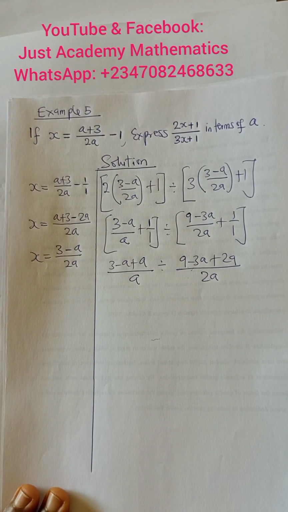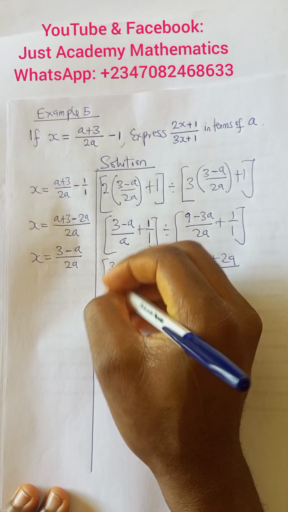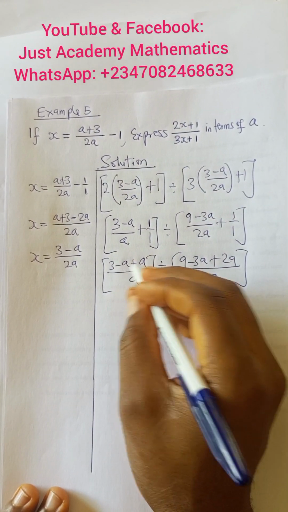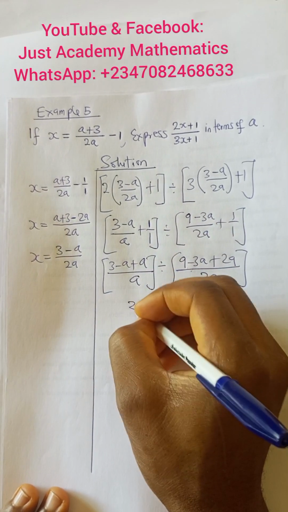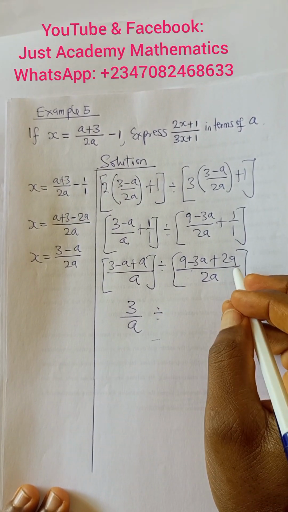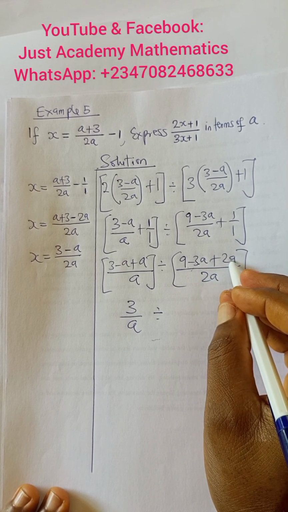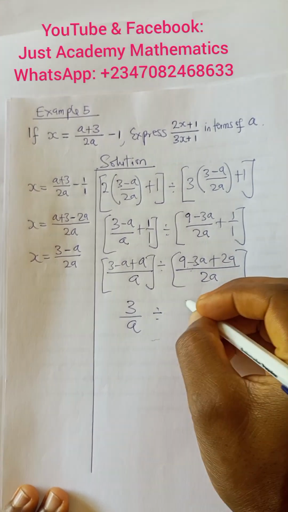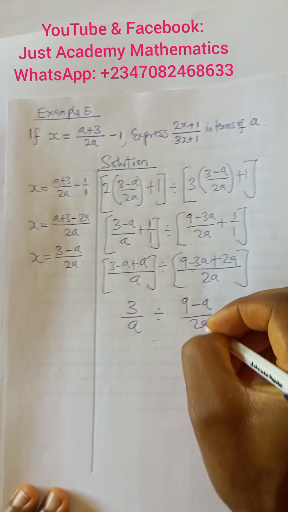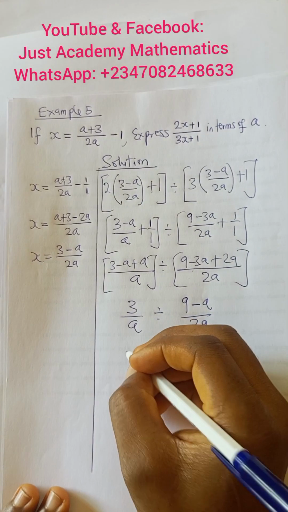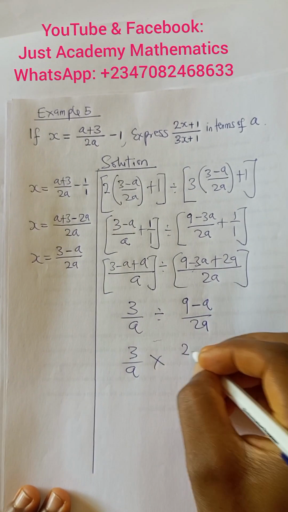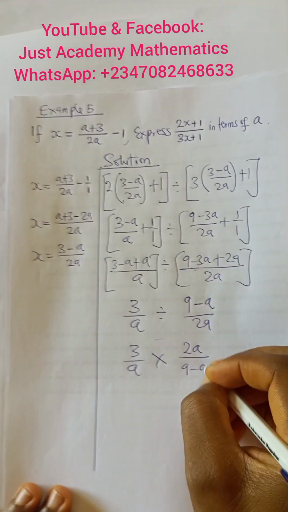We reverse, but before we reverse, let's first conclude that minus a plus a is 0, so we have 3 over a left, divided by here, minus 3 plus 2 will give us minus 1. So here is 9 minus a over 2a. So we can now change this to 3 over a times 2a over 9 minus a.